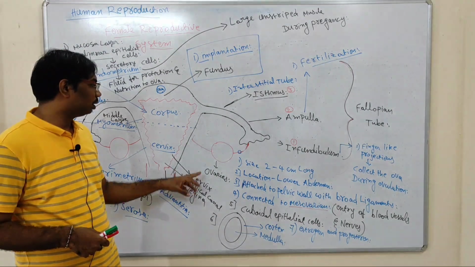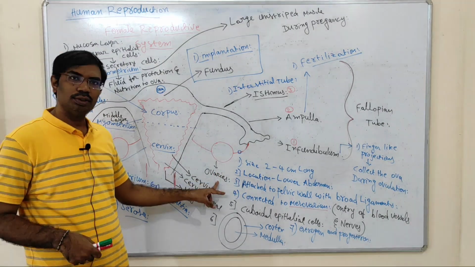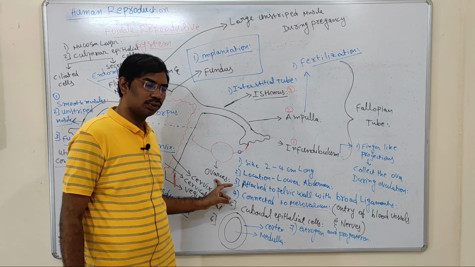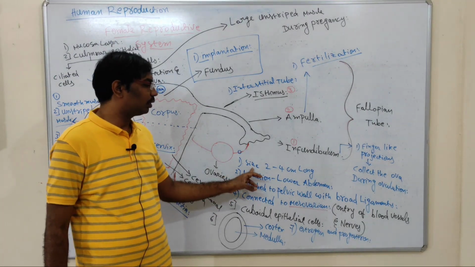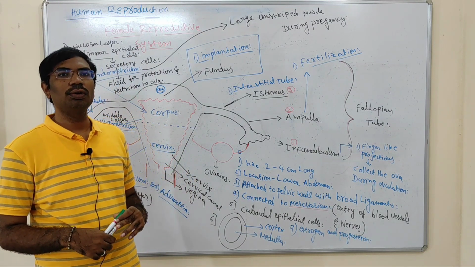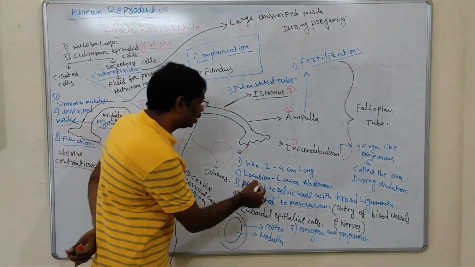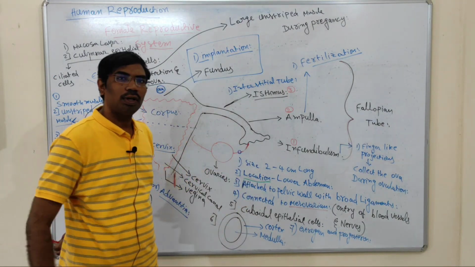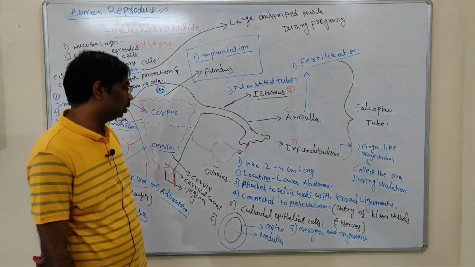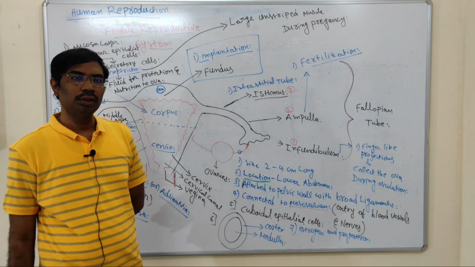Now see the first part of the female reproductive system, that is the ovaries. The ovaries are the primary sex organs. The size of the ovaries is 2 to 4 centimeters. So what is the location of the ovaries? The ovaries are located in the lower abdomen in the female body.